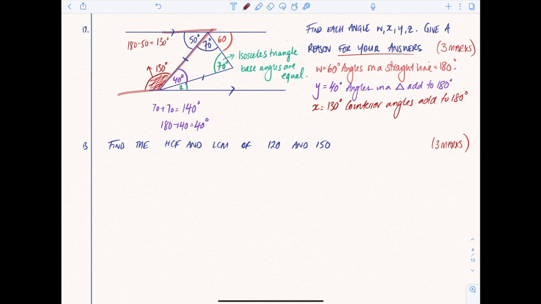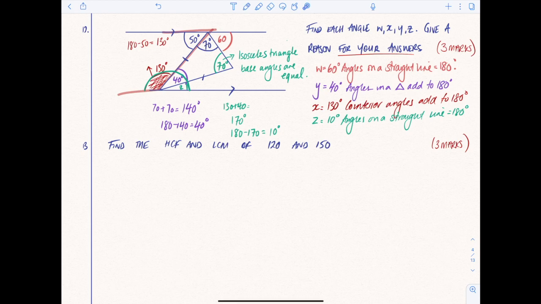Okay, so finally we can now find Z, and there's a couple of ways to do this. So Z, let's look at this bit here. We've got 130 plus 40, so that makes 170 degrees. And therefore this whole thing here has to be 180 degrees because it's a straight line. So you do 180 minus 170, which is 10 degrees. And my answer would be angles on a straight line equal 180. Okay.